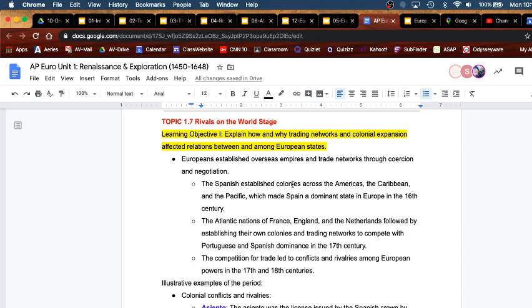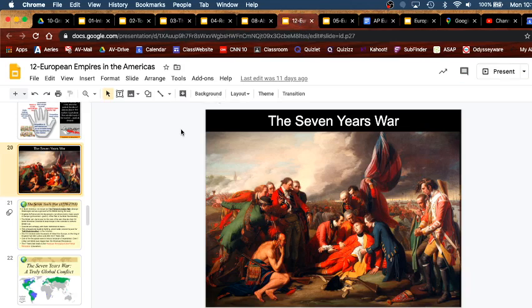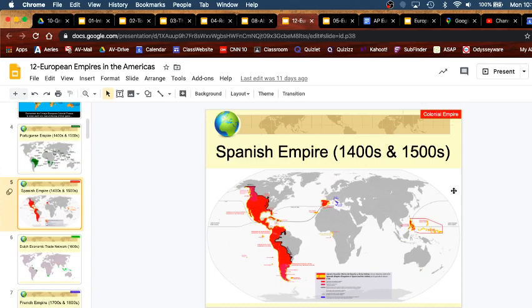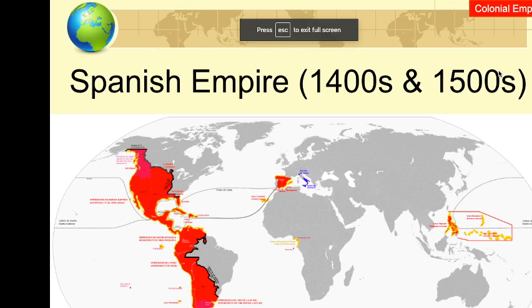So, the Spanish established colonies across the Americas, the Caribbean, and the Pacific, which made Spain a dominant state in Europe in the 16th century. Again, when we say 16th century, we mean 1500s. I'm going to go back to some slides that I've used in class and remind you of what the Spanish Empire looked like. If we look at the Spanish Empire, you can see that during the 1400s, they're up and coming, and during the 1500s, we might say they hit their peak. And almost the entirety of North and South America are being dominated and controlled by the Spanish.